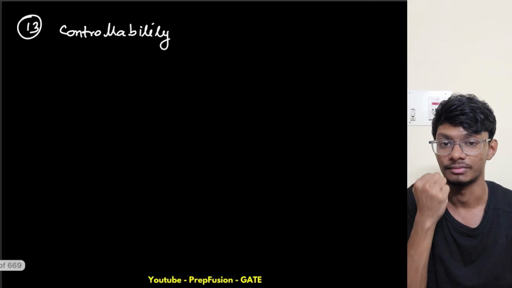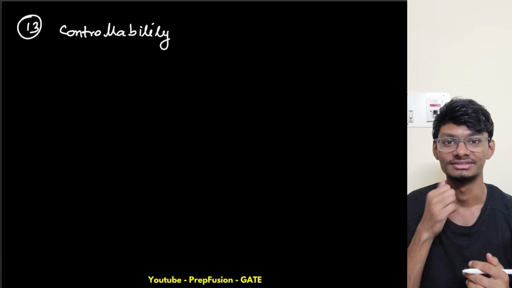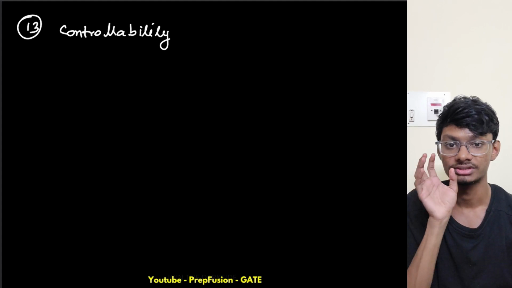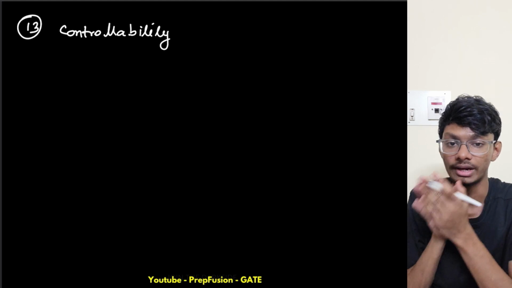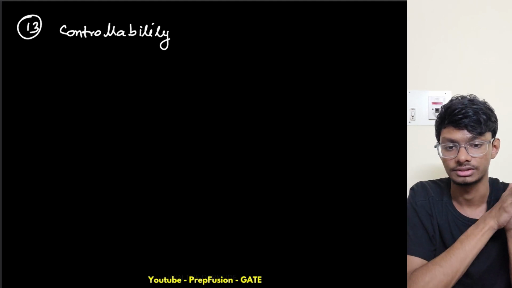Then comes the last few topics, that is the controllability. This lecture already went very long. Okay, so what is controllability? Basically, controllability is the ability for my input to control the future state of the system.